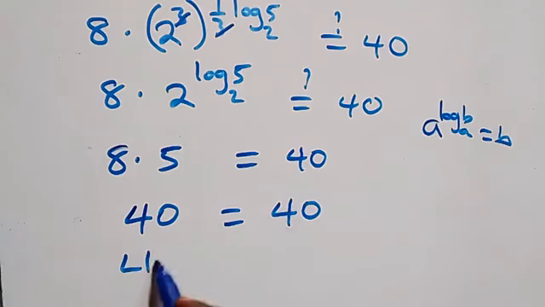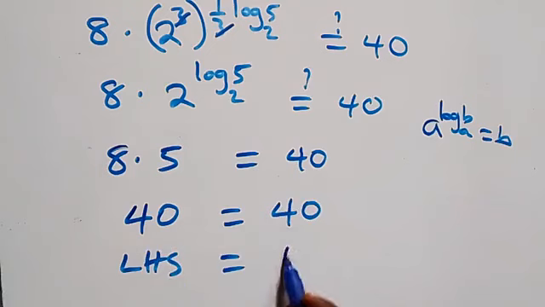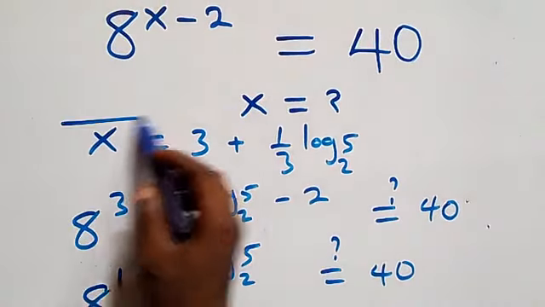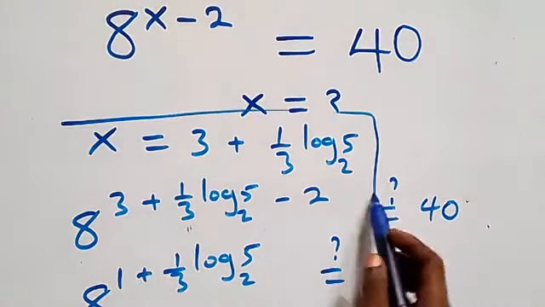Now we have the left hand side equals the right hand side. Hence, from here, we can conclude that x equals 3 plus 1 over 3 log 5 base 2 satisfies this given problem.